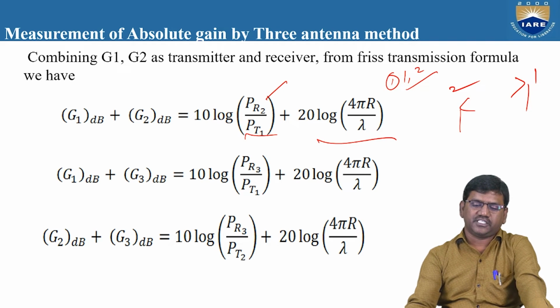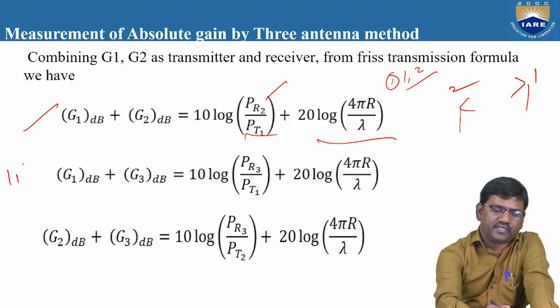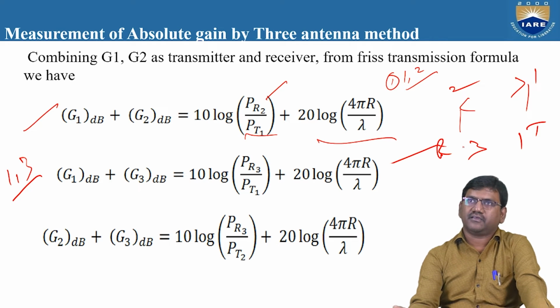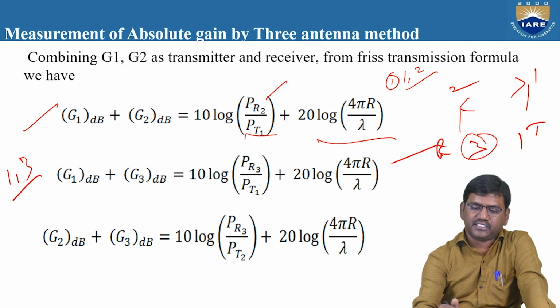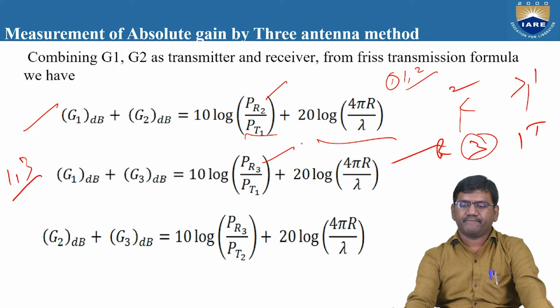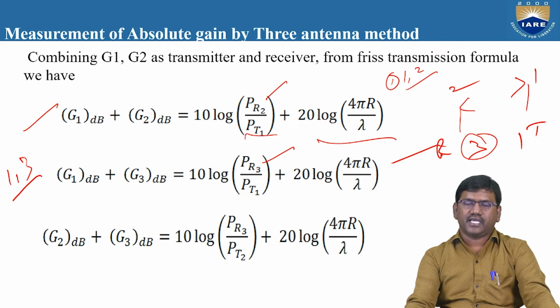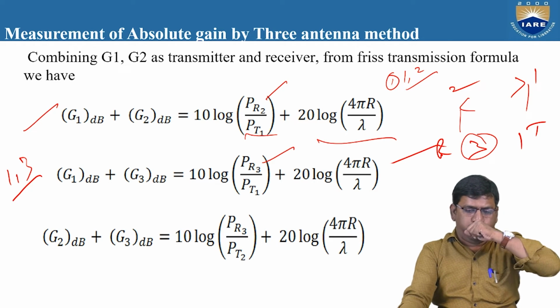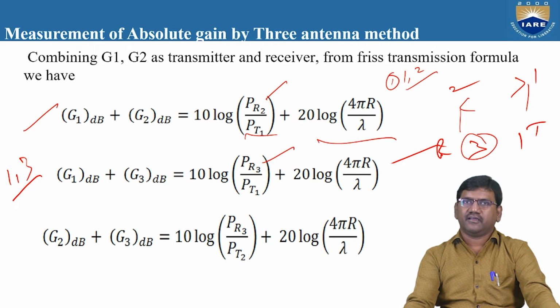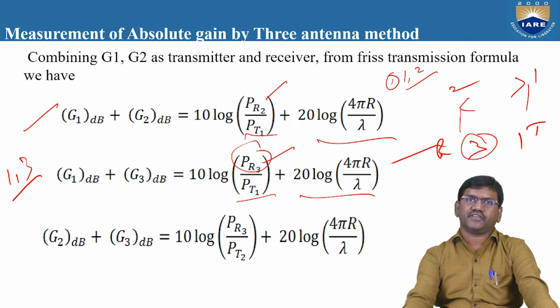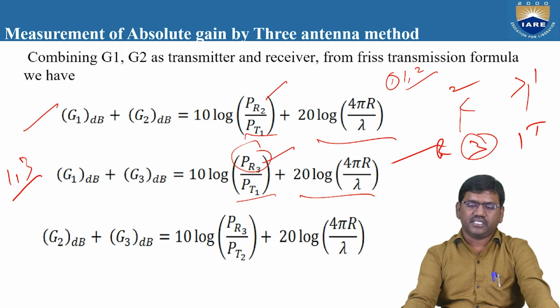Similarly, we write the expression for when 1 and 3 have been combined. Here 1 is the transmitting antenna and 3 is the receiving antenna. The amount of power received by antenna 3 is denoted as PR3. PT1 is common, that is the power transmitted, and 20 log 4 pi r by lambda is also common, since R, the distance between the transmitting antenna and receiving antenna, is fixed.